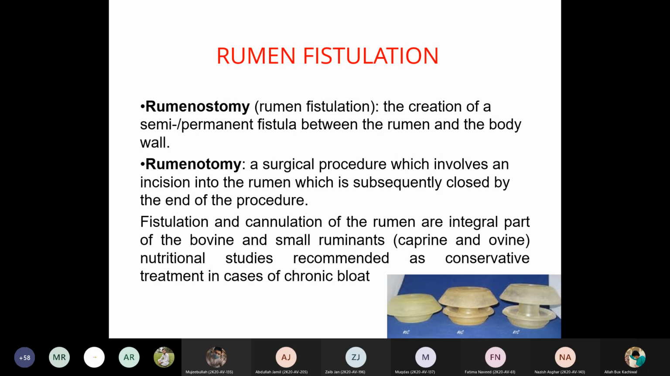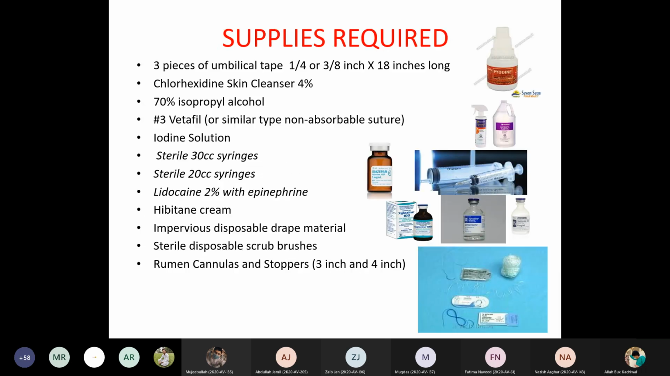It is a surgical procedure which involves an incision into the rumen, which is subsequently closed by the end of the procedure. The fistulation and cannulation of the rumen are an integral part of nutritional studies in bovines and small ruminants, especially caprine and ovine. A conservative treatment in a case of chronic bloat is also used, as ruminotomy is one of the procedures that helps to treat chronic bloat or tympany.